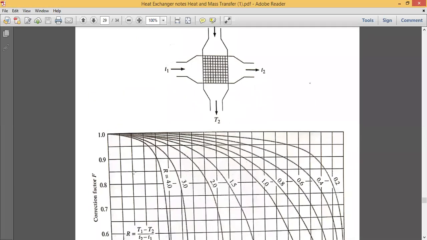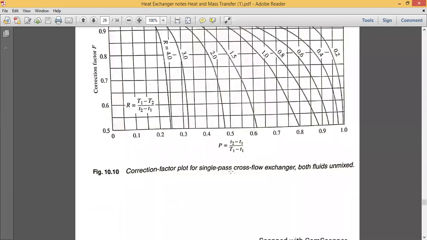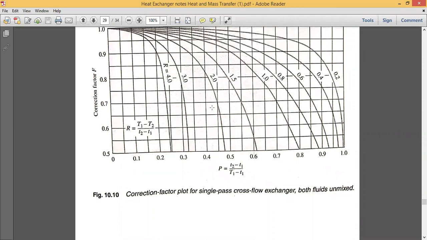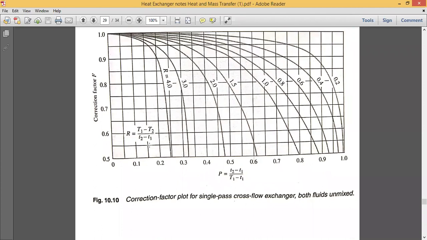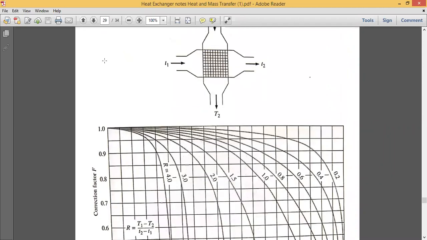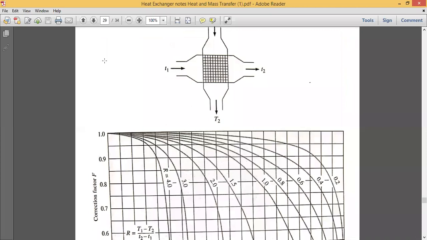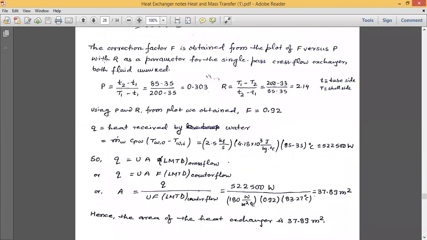It is written at the bottom: correction factor plot for the single pass cross flow heat exchanger, both fluids being unmixed. By knowing the P value and R value, whose definitions are mentioned here, you can determine a particular point, and whether it lies here or here or here, you can read off the correction factor. Using the correction factor from the plot, you can determine the LMTD value for any kind of heat exchanger, here the LMTD for cross flow.